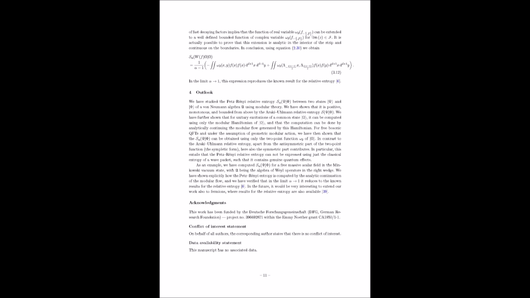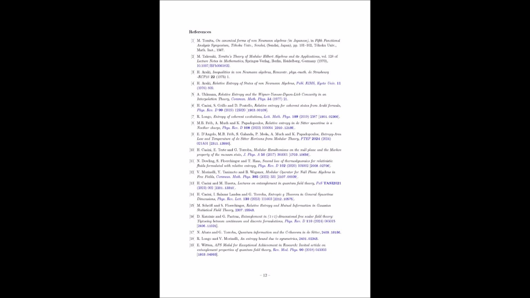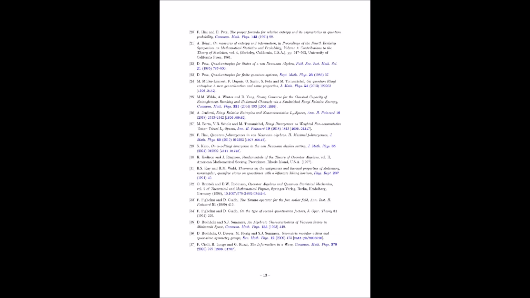Yes, they also delve into the connection between Petz-Rényi relative entropy and standard subspaces, which we briefly touched upon earlier. Remember, standard subspaces are these special subspaces of the Hilbert space that are closely related to the modular operator. Right. I remember you saying that they provide a way to visualize and understand the action of the modular operator. Yeah. How do they connect this to the entropy calculation?